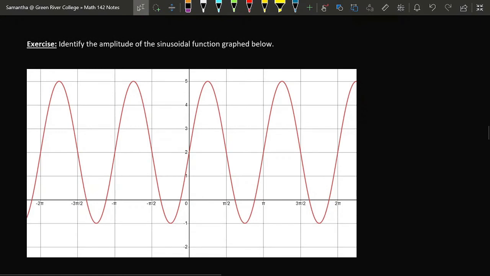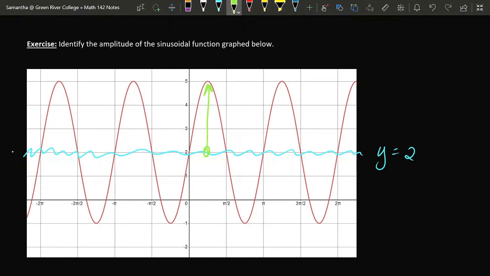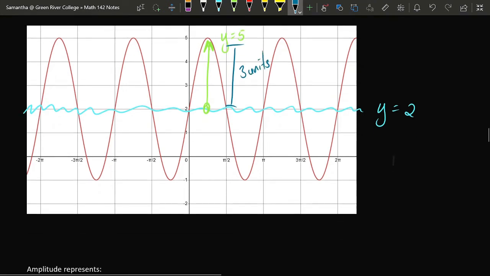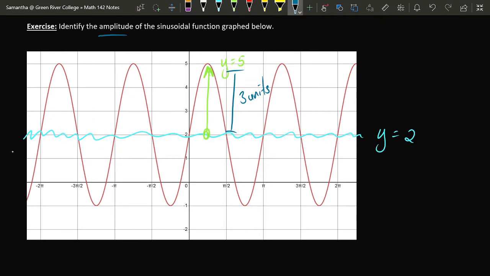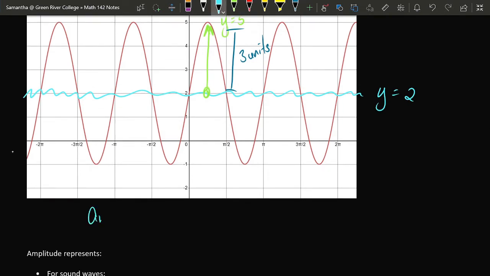For example, going back to that sinusoidal function that we were looking at just a little while ago, the midline was located at y equals 2. Now, how far does this wave deviate from its average? Looking at the distance between the midline and the peak, here at y equals 5, the distance between the midline and the peak is 3 units in total. So, based on the definition of the word amplitude, I would say that the amplitude of this wave is 3 units.